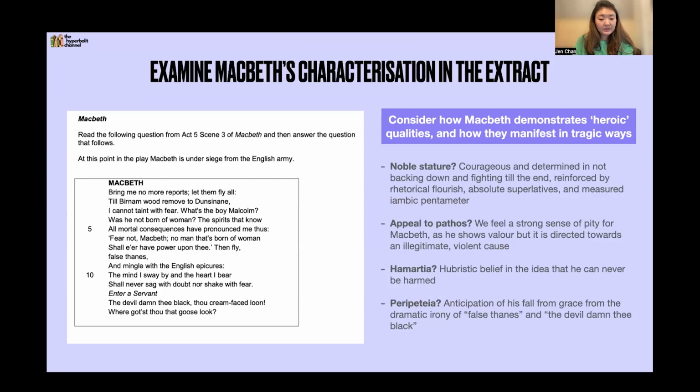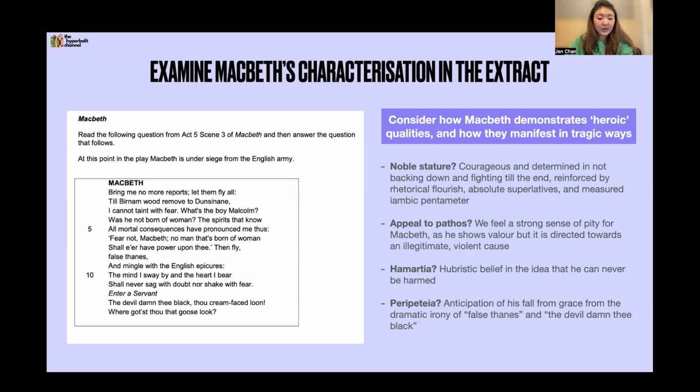In terms of an appeal to pathos, we do feel a strong sense of pity for him, because we see him here very quickly descending to the forces of evil. And we see this as a sense of wasted potential, because we see him in valorous stature, but unfortunately his valor, his courage are directed towards what's essentially an illegitimate and violent cause.